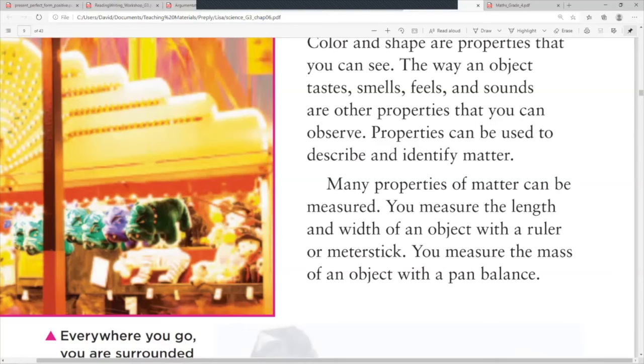You measure the length and width of an object with a ruler or meter stick. You measure the mass of an object with a pan balance. Yeah, you just weigh it. It means like a plate. So you can put something on a plate and it will weigh the brick or the sponge, for instance. Okay, cool. So here we learned something about the properties of matter. We want to focus on that word, properties. Now, what's going on there with the properties?